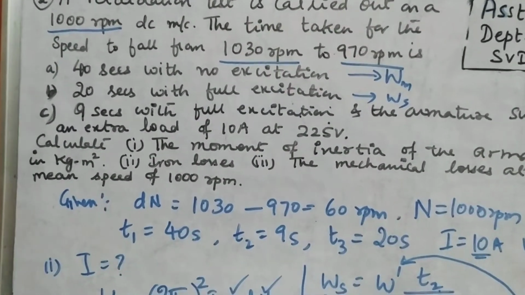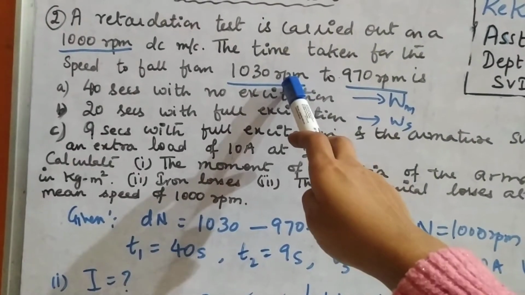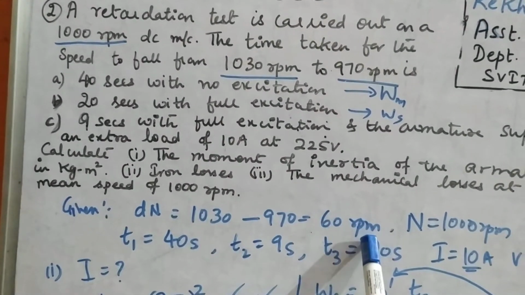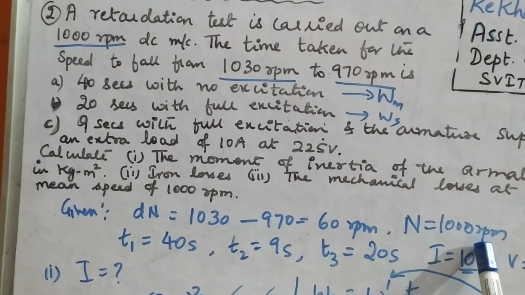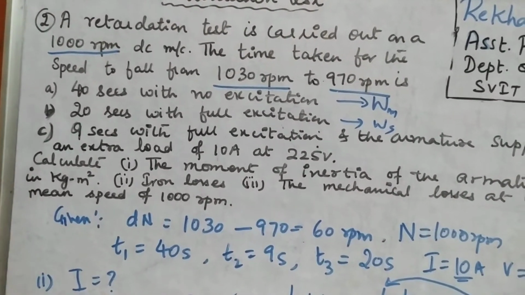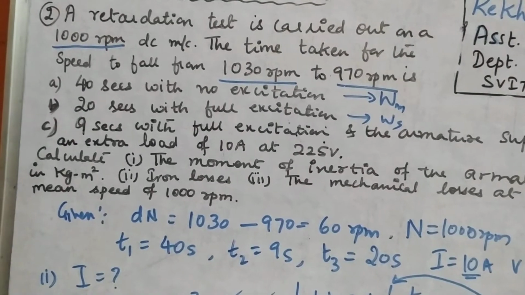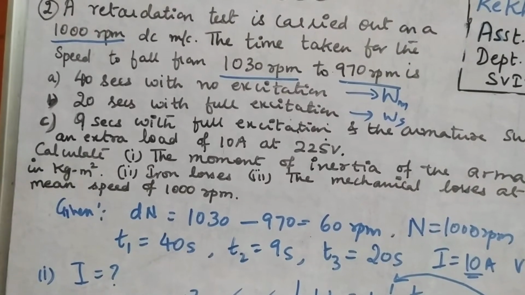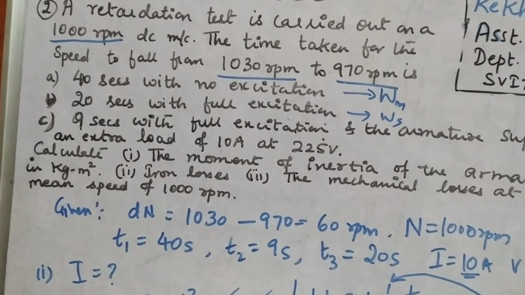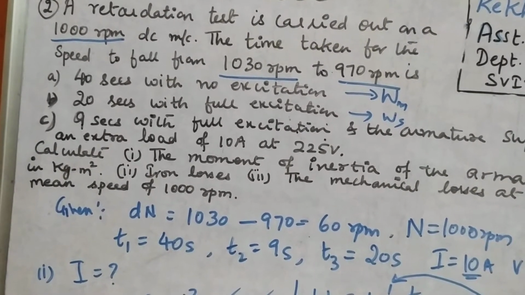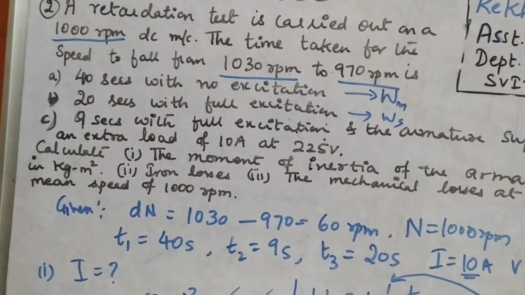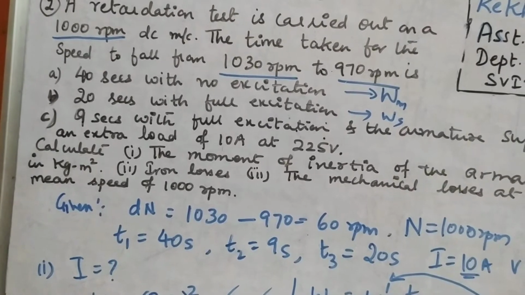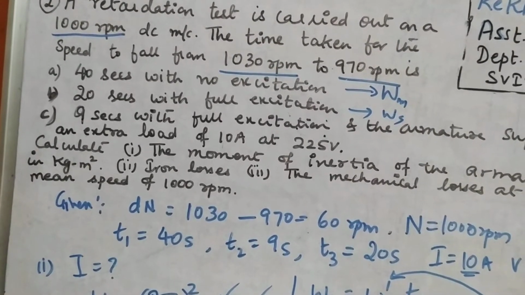Fine. So let us note down the given values. The difference of the speed, dN, can be written as 1030 minus 970, which leads to 60 rpm, and the normal speed is 1000 rpm. The time slots are given as T1 with no excitation, and there are two other times, so we name them T1, T2 and T3. Let me take T3 as the full excitation, and T2 as an intermediate position, which will be 9 seconds.